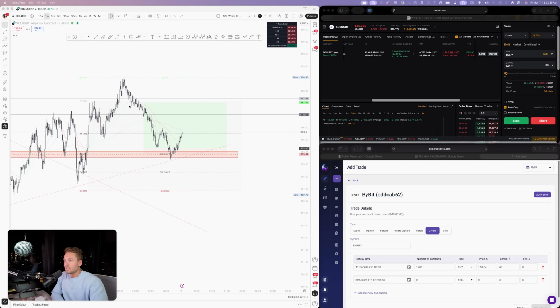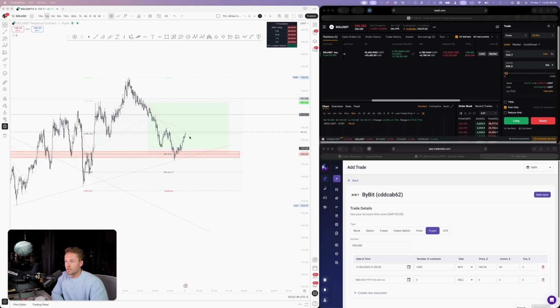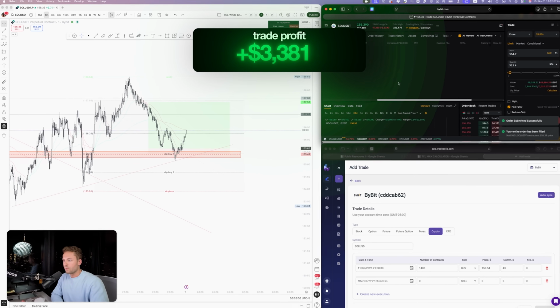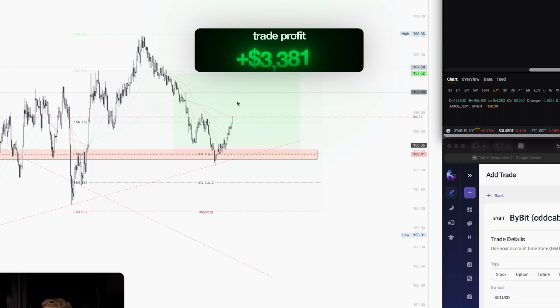So price ended up coming down to this area, and I wanted to hold the trade a little bit longer. We're up $3,700. I'm going to take this trade off the table. So I was able to lock in around $4,000. This could continue to rip higher.